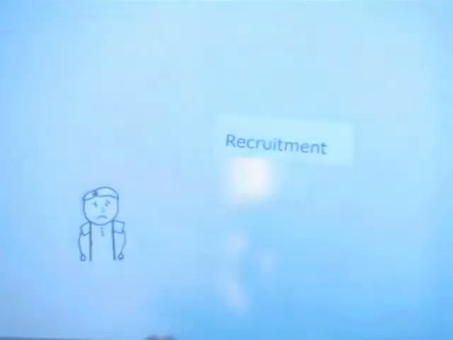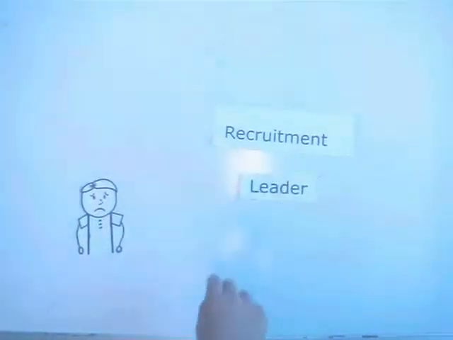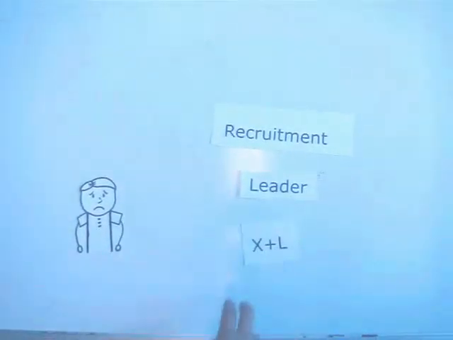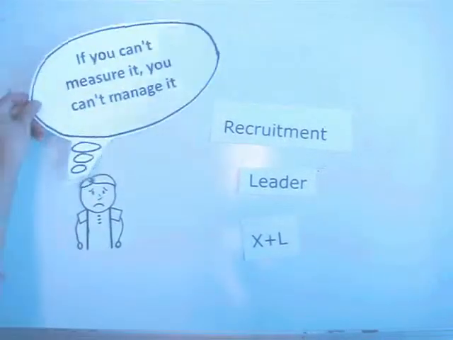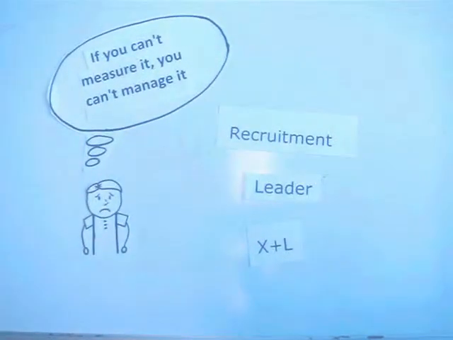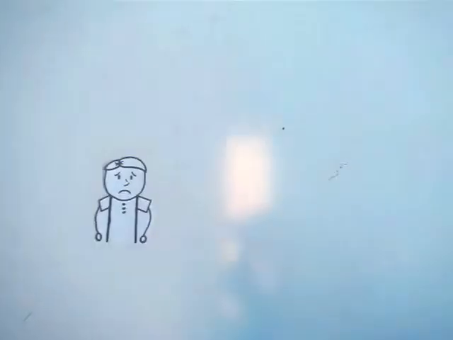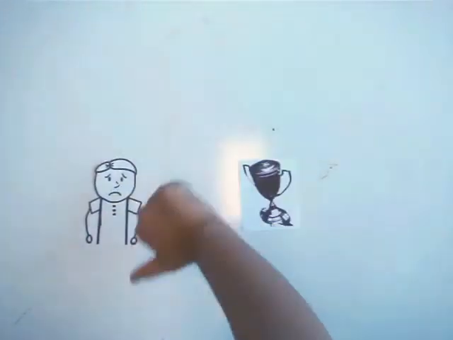Recruitment time comes again. Ted doesn't know how many people in leadership roles he has, nor how many members who were in leadership roles before could now go on exchange. He thinks to himself, if I can't measure it, I can't manage it. Ted is sad because his LC is not achieving the goals.